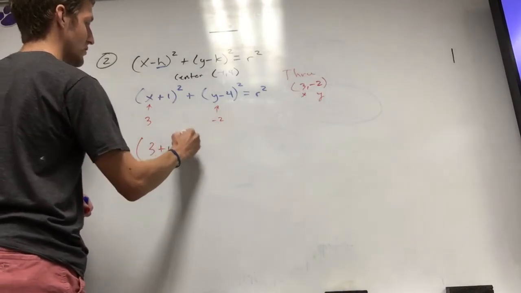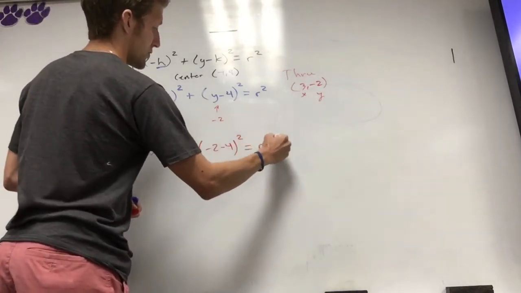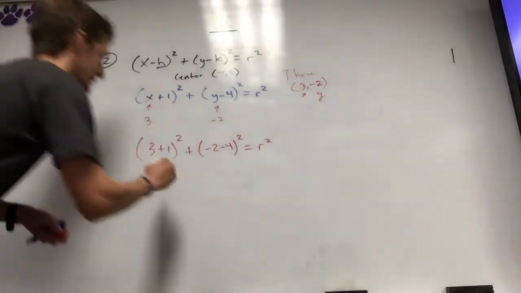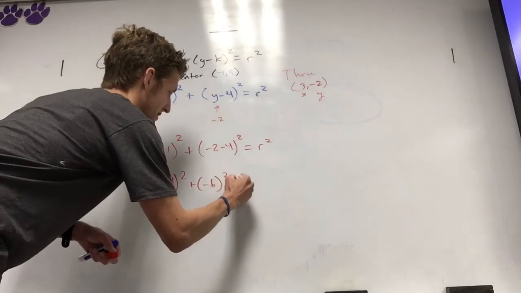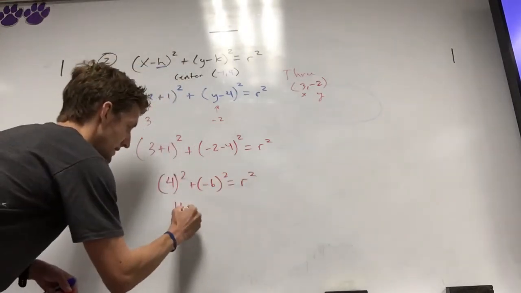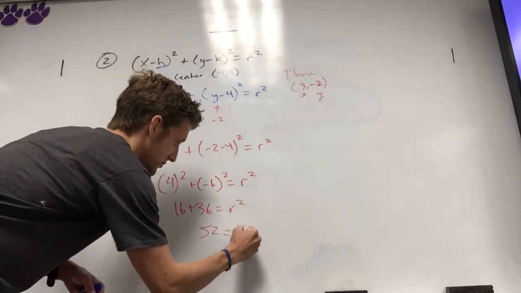3 plus 1 squared plus negative 2 minus 4 squared is equal to r squared. All right. 4 squared plus a negative 6 squared is equal to r squared. 16 plus 36 is equal to the radius squared. 52 is equal to the radius squared.